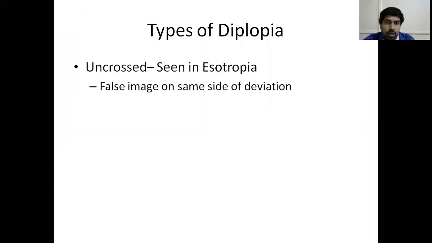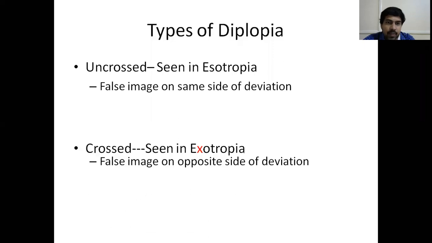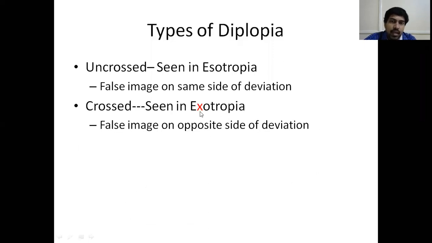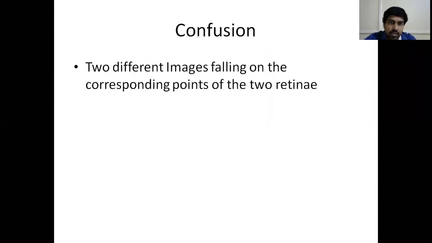Types of diplopia: monocular and binocular, and uncrossed and crossed. This is a little difficult to understand. So uncrossed diplopia is seen in esotropia. Crossed diplopia is seen in exotropia. Exotropia means outward deviation of the eyeball. Esotropia means inward deviation of the eyeball. So in exotropia, there is X. X means cross. So crossed diplopia is seen in exotropia. Uncrossed diplopia is seen in esotropia. That much you remember.